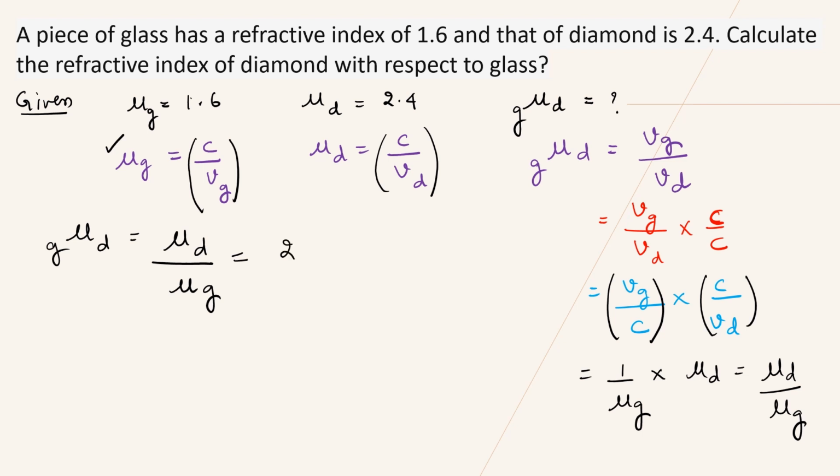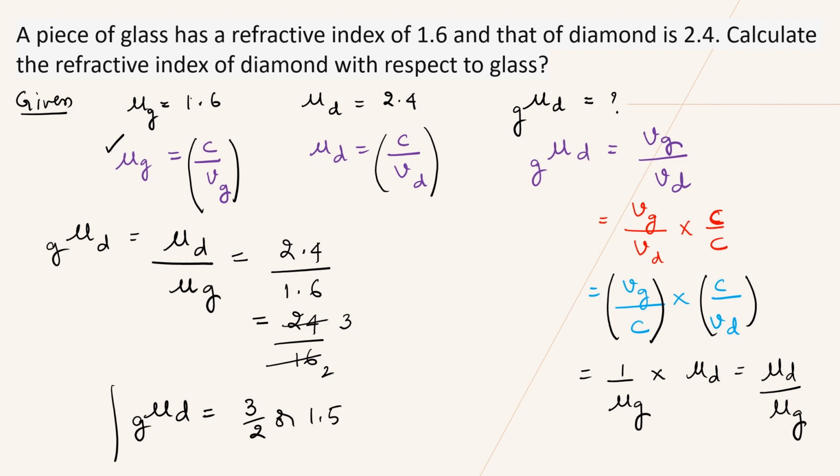Diamond is 2.4 and glass is 1.6. I don't like decimals, I'll write in fraction. I can write it as 24 by 16. So we can go with the 8 table: 8 2s are 16, 8 3s are 24. So the refractive index of diamond with respect to glass is 3 by 2, or you can write it as 1.5, any way you like. So that's the solution of this question.